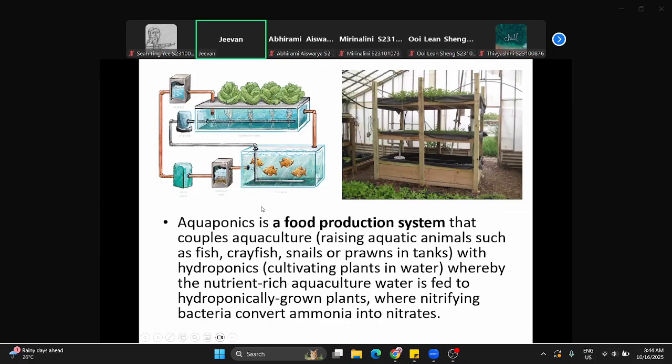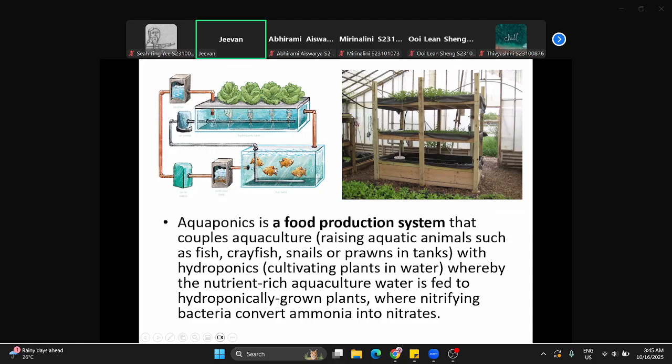Another example of crop biotechnology, another sector, is aquaponics. Aquaponics is a food production system. We are combining two systems here. Aquaculture is growing aquatic animals like fish and so on in tanks, and we couple it with hydroponics. Hydroponics is growing plants in water, mostly without soil. So we combine both to have aquaponics.